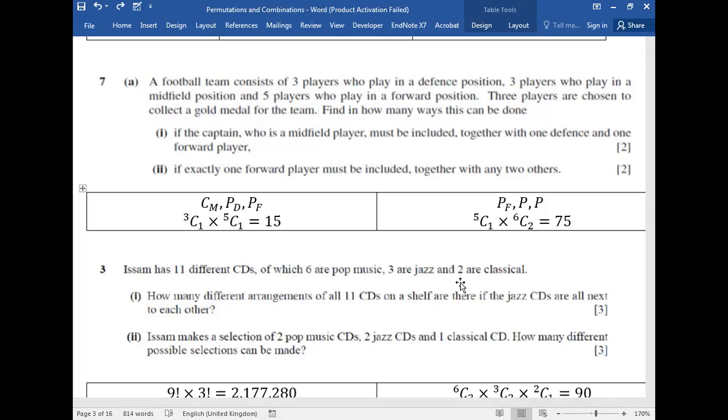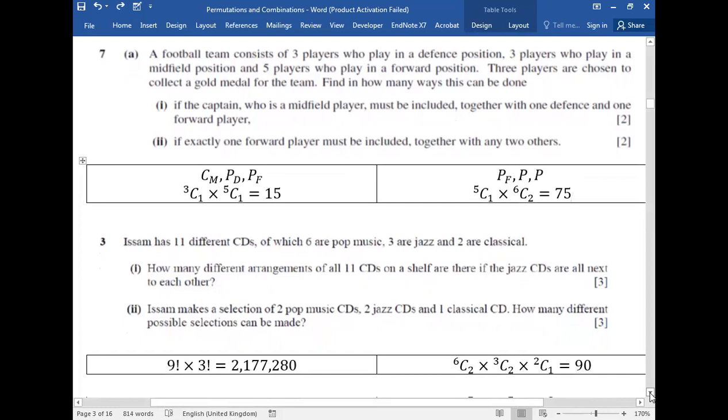No, all of them are unique. And what if I shuffle the jazz with each other? Will that give me a different arrangement? Yes. So 9 factorial multiplied by 3 factorial. Very good. Is this clear now?